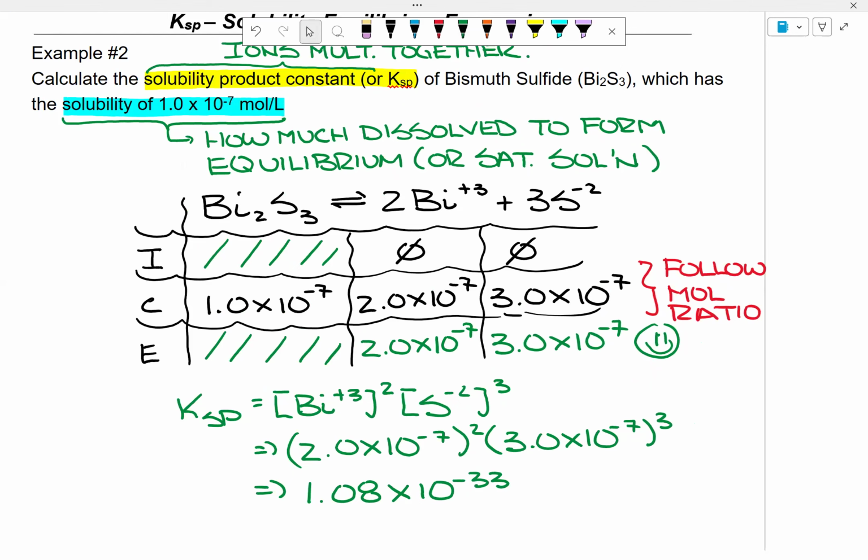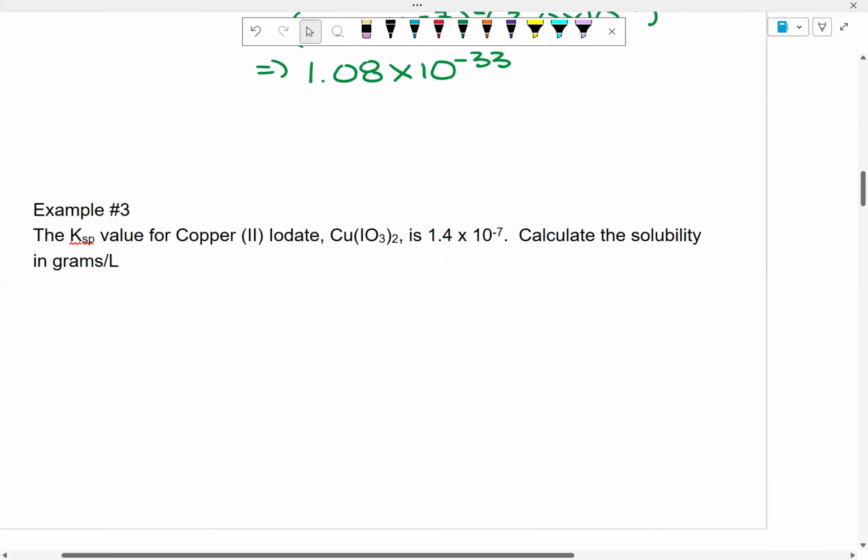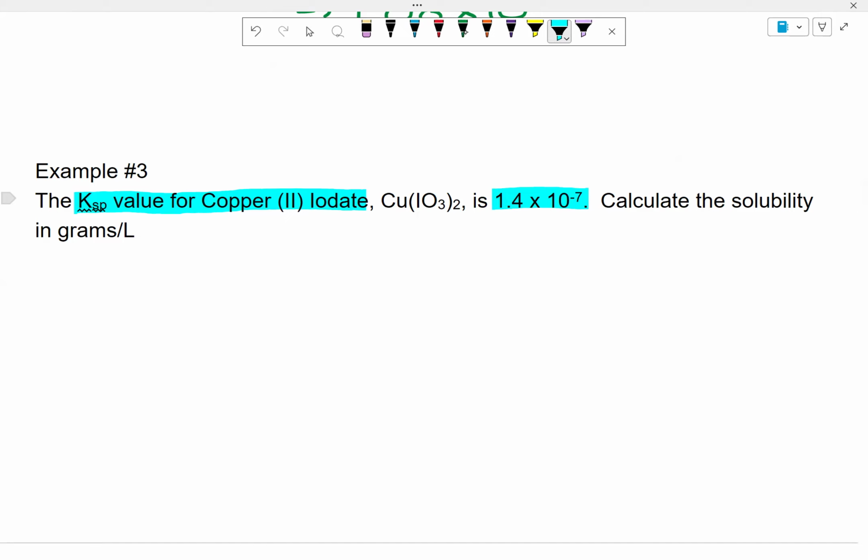All right, now, what if we were to do it the other way? It says the KSP value for copper 2 iodate is 1.4 times 10 to the negative 7. Calculate the solubility in grams per liter. Notice here it says the KSP value is this value, which is what you get when you have the ions multiplied together. How you approach this is basically exactly the same.